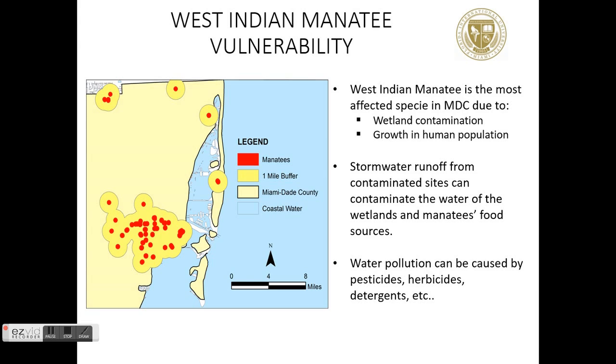The stormwater runoff from contaminated sites can contaminate the water of the wetlands and manatees' food sources. Water pollution can be caused by different chemicals such as pesticides, herbicides, detergents, etc.